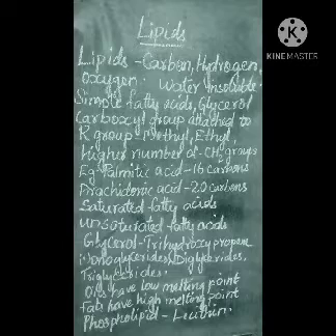Now what is unsaturated fatty acid? Unsaturated fatty acids are having one or more double bonds between the carbon atoms. For example, oleic acid, linoleic acid and linolenic acid.